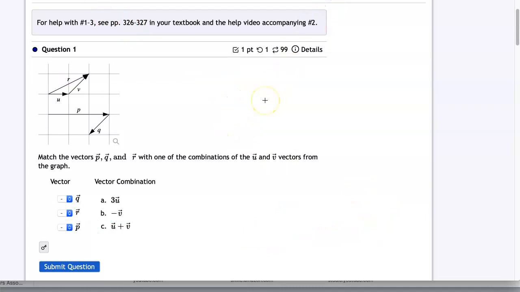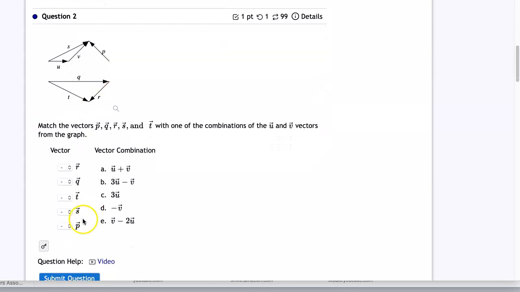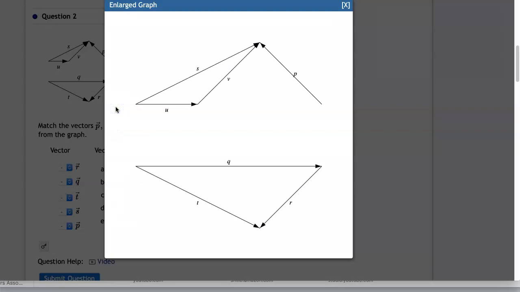Now, when you go down to the next problem, question number 2, it gets a little bit more complicated, but there is a great video here that will walk you through the whole thing. So if the explanation from question 1 was not sufficient, you can watch the video. But if you can, I would recommend that you see if you can match these up correctly without the video for starters. And don't forget that you can always click on the magnifying glass, and the magnifying glass will give you an enlarged graph.